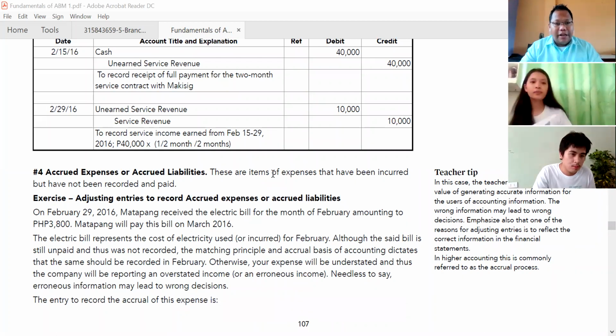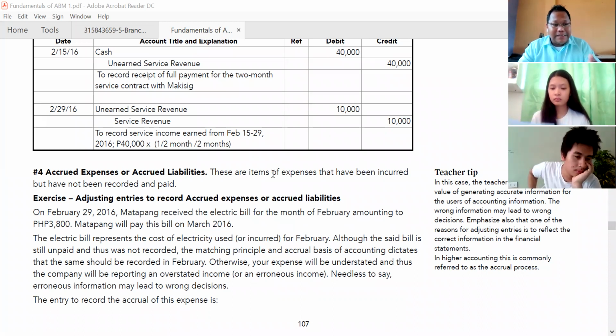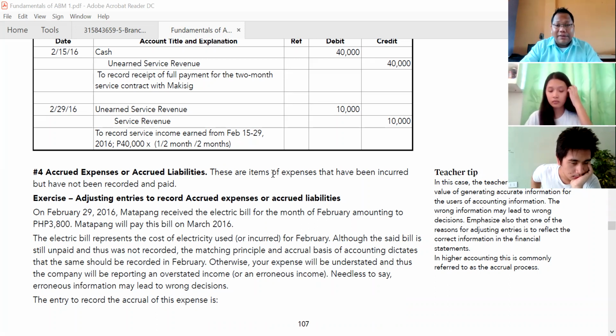Accrued expenses or accrued liabilities are expenses that have been incurred but have not been recorded and paid. So it's of course possible that when it comes to expenses, the company receives a bill, but that expense has not been paid yet. Take for instance this example. On Feb 29, Matapang received the electric bill for the month of February, and that bill amounted to 3,800 pesos. Matapang will pay this bill on March 2016.